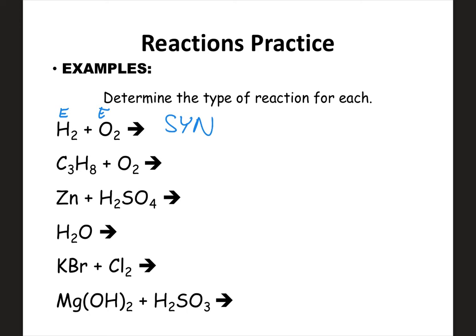All right, next example. I see a CH compound reacting with O2. That's the definition of a combustion. When I look at the third one, Zn, well, Zn is an element. H2SO4 is a compound. Element plus compound is a single replacement.